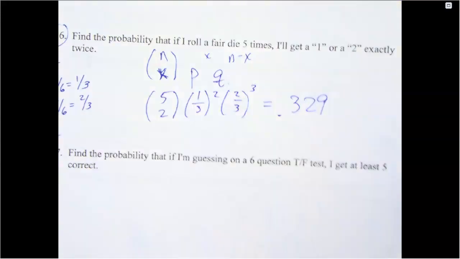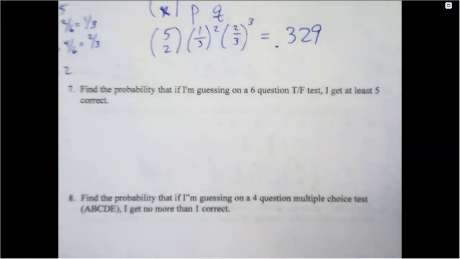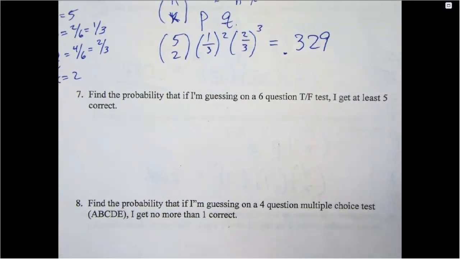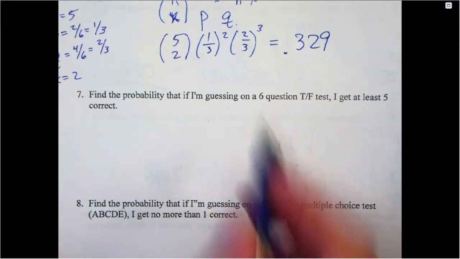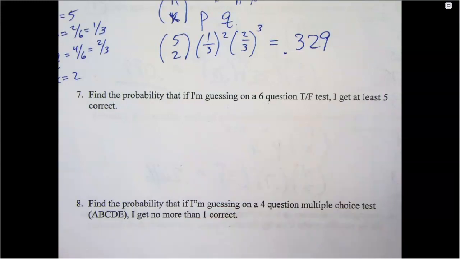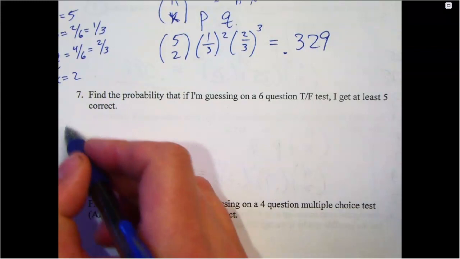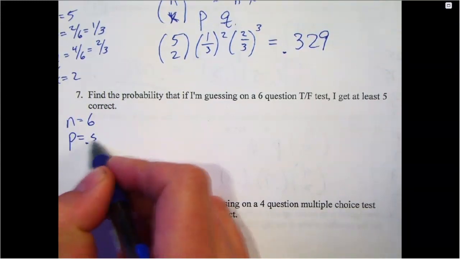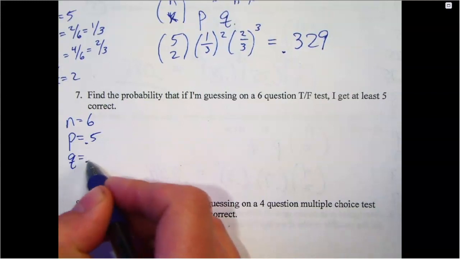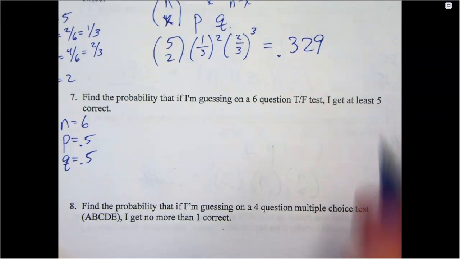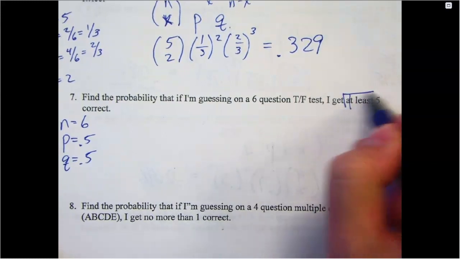All right, so 7, be really careful with the wording, because this is where a lot of people start screwing up. It's 2 words that change everything. You've got a 6-question true-false test. Some people will do this: n equals 6, p equals 0.5 because it's true-false, q equals 0.5, and then they'll write x equals 5. This one, I'm saying at least 5.